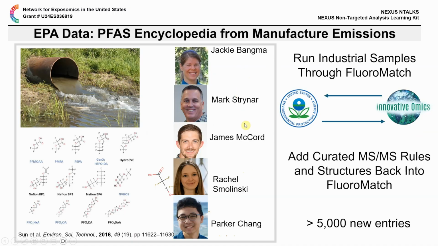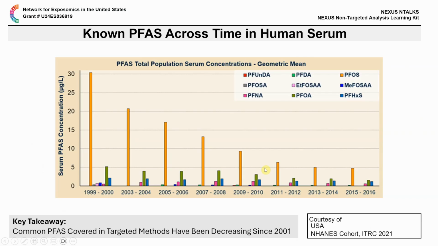Jackie Bingham, Mark Striner, and James McCord are the people from the EPA. Rachel Smolinski also worked at the EPA, developing these libraries, and Parker Chain from Yale University, from the Crystal Paulett Lab, also developing these libraries for ion mobility.